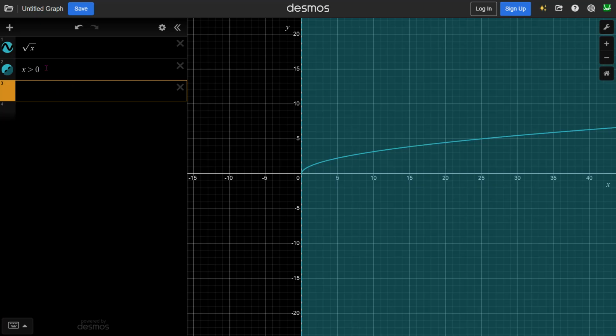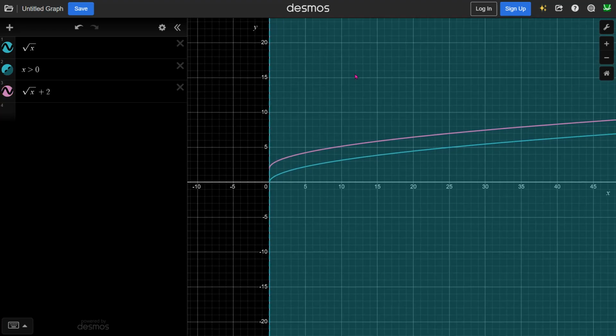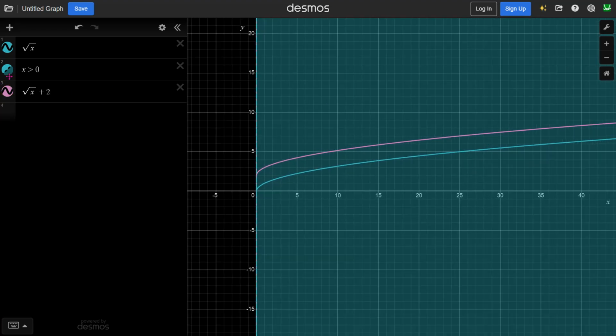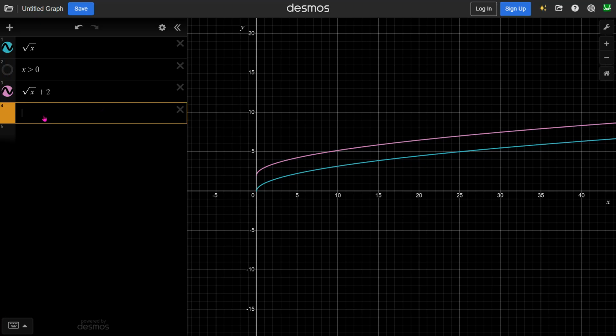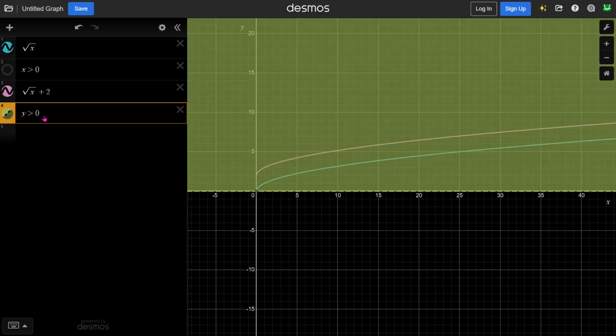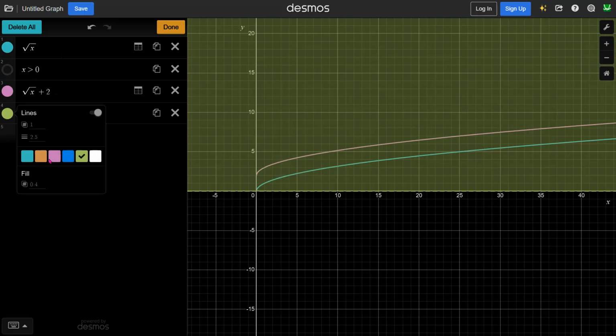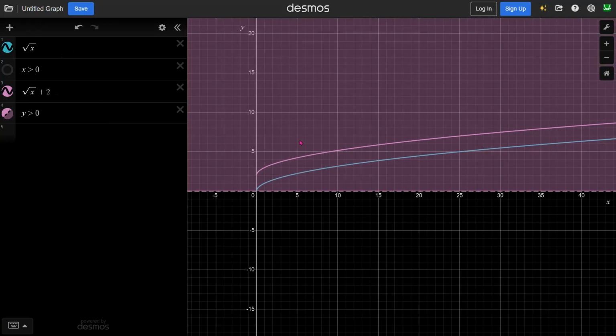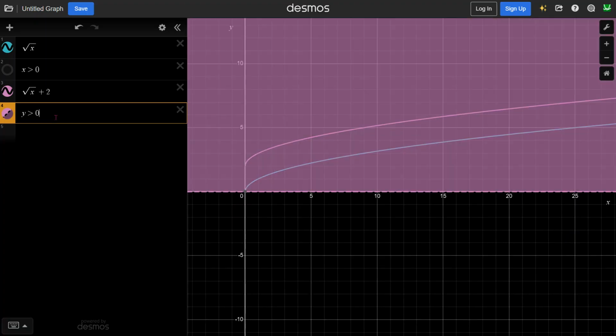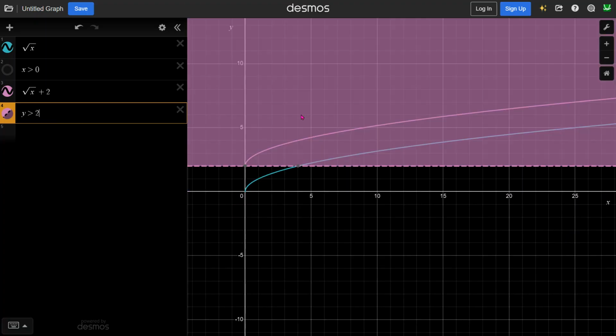Now the range, let's shift this function, for example, by +2. The domain is the same. However, the range will change. The range changes for the pink function because it shifted 2 upwards.